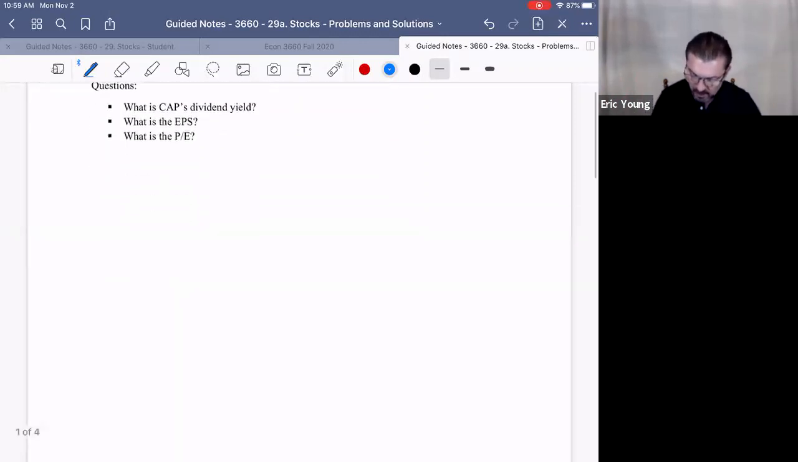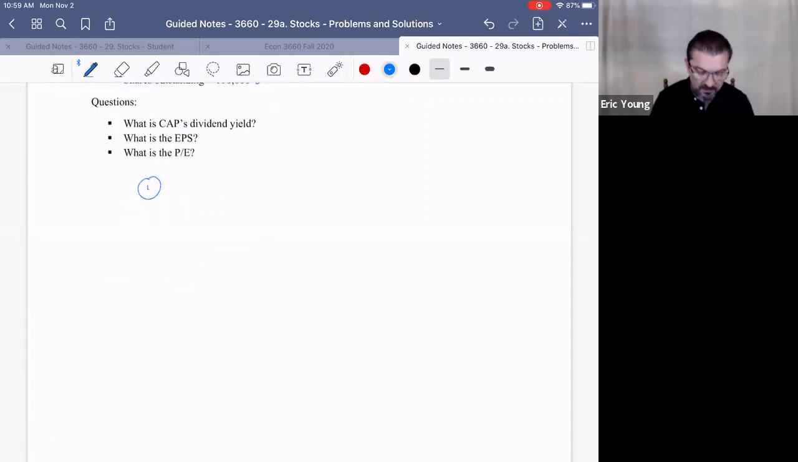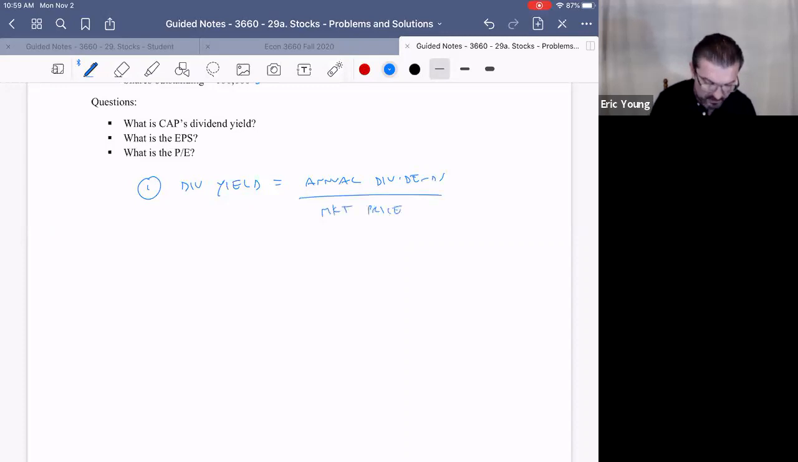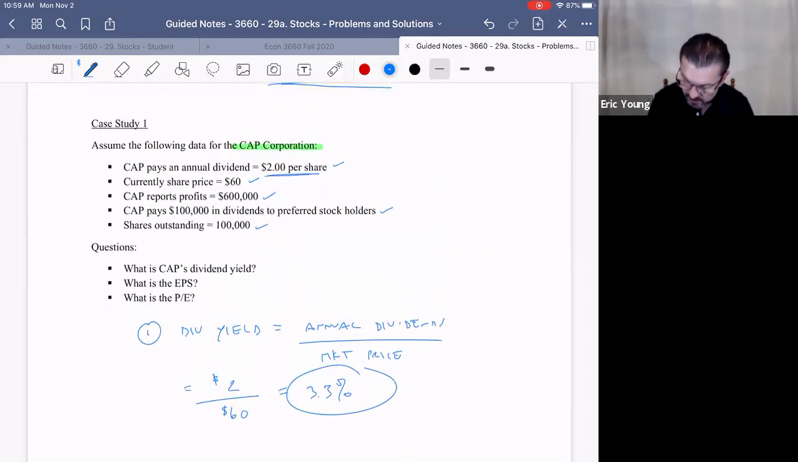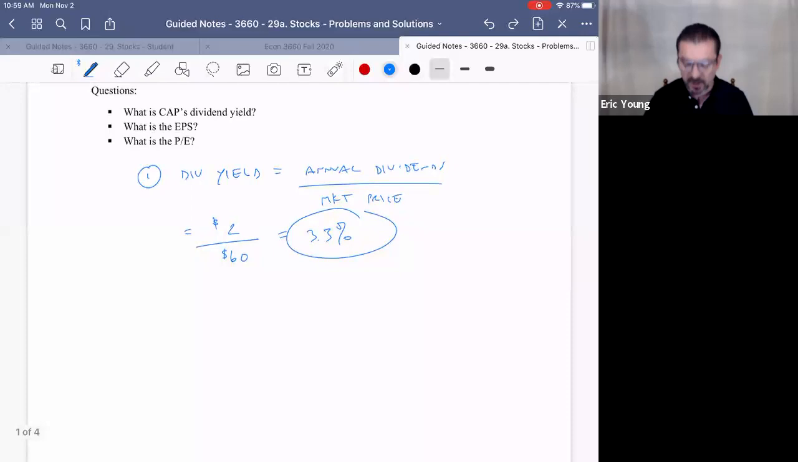Let's do it. So first question. Well, the dividend yield is simply equal to the annual dividends paid divided by the market price. So this would be equal to 2 divided by 60, which would give you a dividend yield of 3.3%. Okay, dividend here, $2 per share. Market price, $60 per share. Plug those into your formula. There you go. Dividend yield, got it.